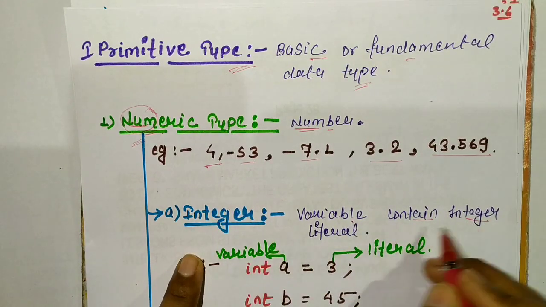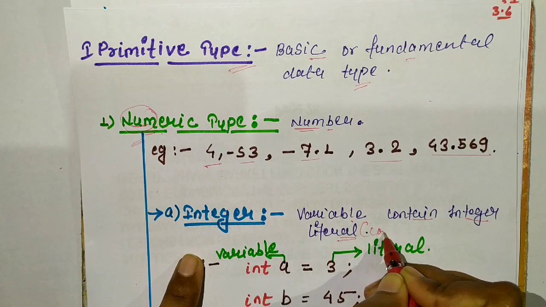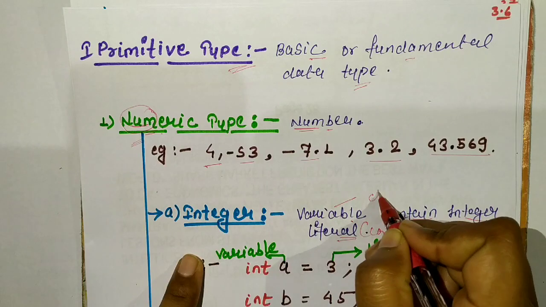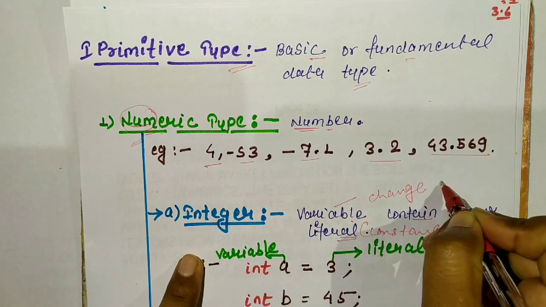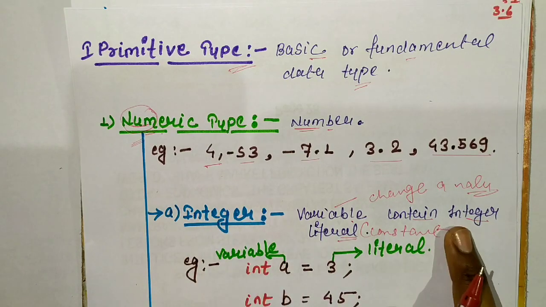Integer means a variable can contain integer literals. Literal means constant. Constant means never changing a value. So integer contains an integer value.